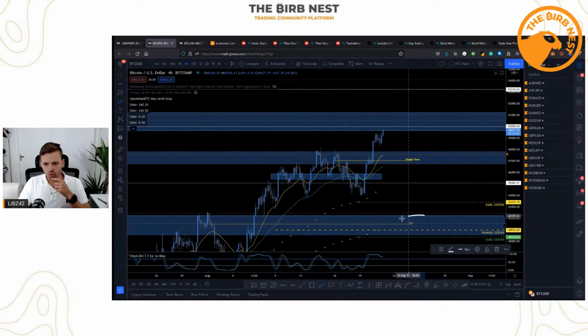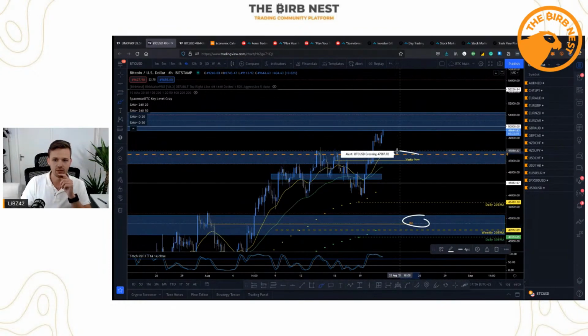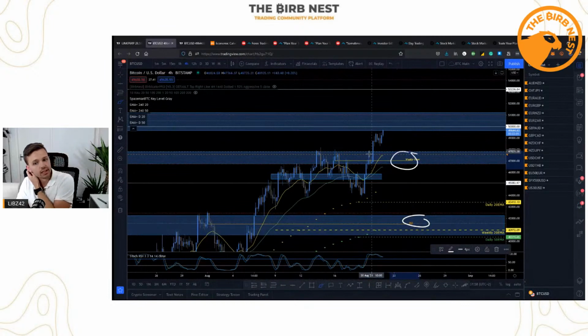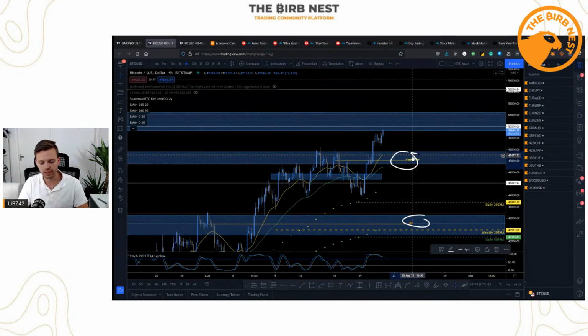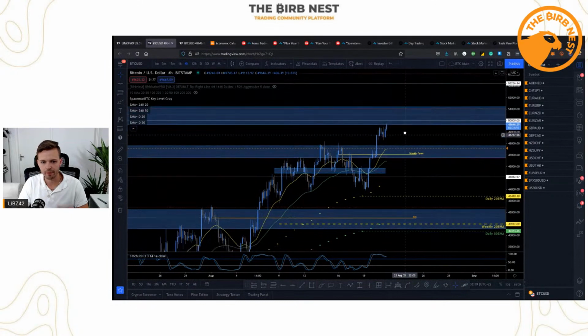But I'm no longer looking at the 42K level. I'm now looking at, let's say, 47.5. This level right here where we have the weekly open. I'd like to see something like this, and I'd probably buy more if we have a good bounce on the 4-hour, like a rounded bottom down there. I think that's going to be very nice.